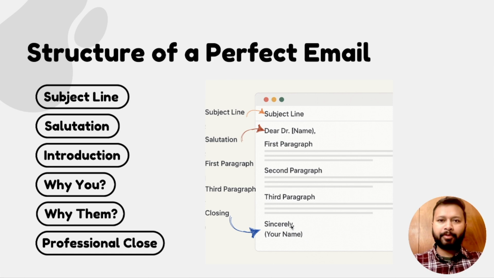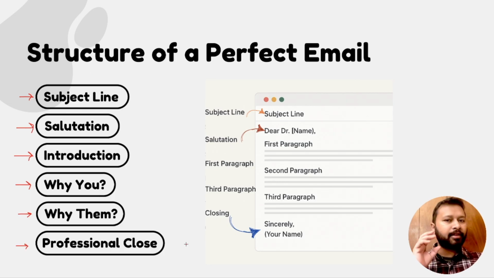Okay, so a proper email should have all these points in it. It should have a subject line, then a salutation, then an introduction, then we'll talk about why you, basically why you are the perfect match for their lab. Okay, why you are the perfect candidate. So that's the next thing we will answer in the email. And the next thing is why them: why you are looking at their lab, why that lab is important for you, why you are writing to that particular lab itself. And at the end we will do a professional closure of the email.